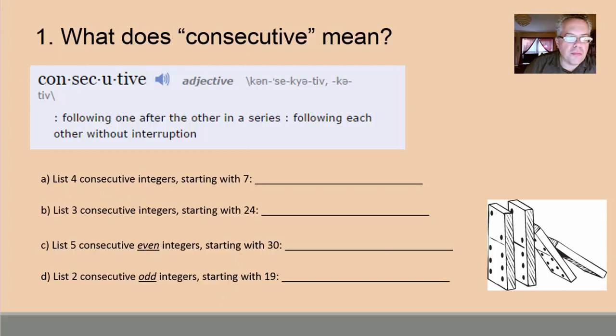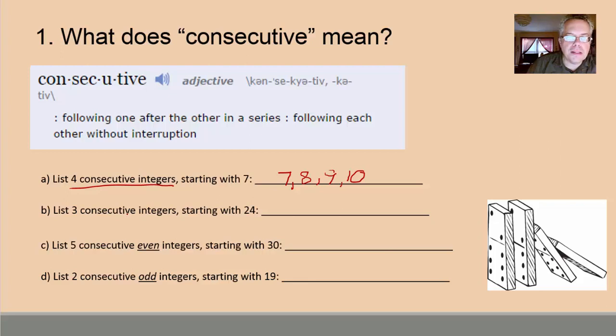Look at this first problem here, problem A. It says list 4 consecutive integers. That means integers that come in order, starting with 7. So we're going to start with 7, and the next consecutive integer would be 8. There are integers that follow in order. Then the next one would be 9, and the next one 10. There's my 4 consecutive integers starting with 7. So again, consecutive means they follow in order, one after the other.